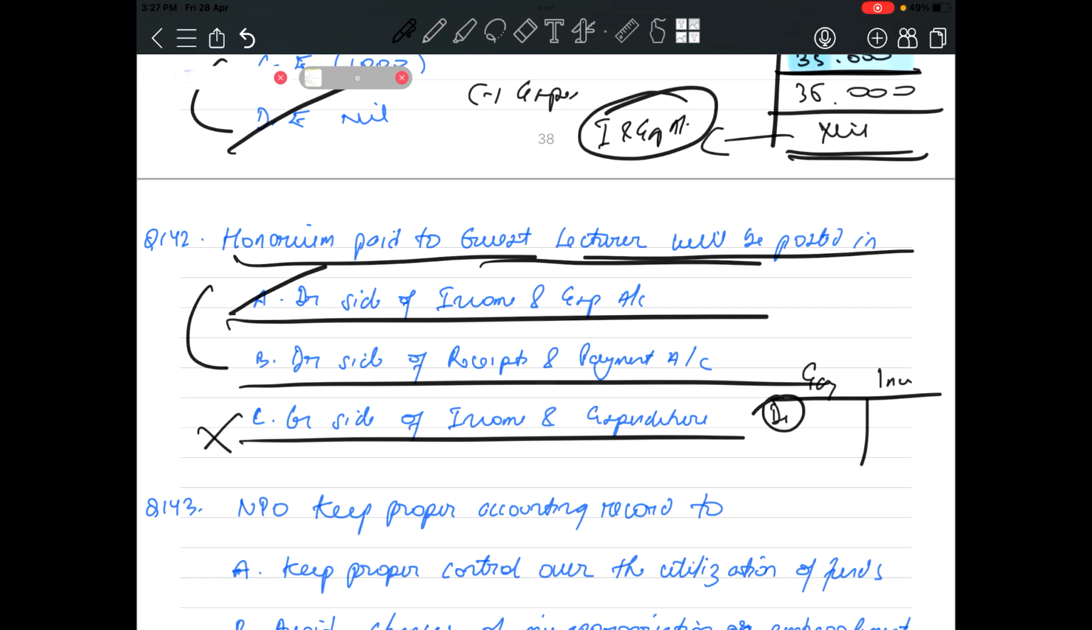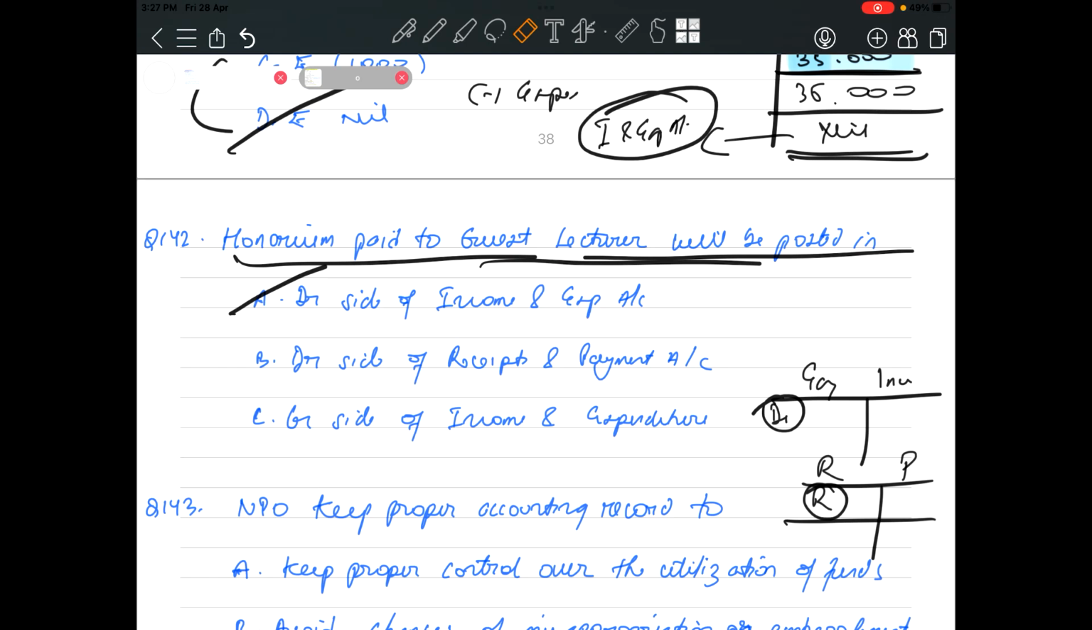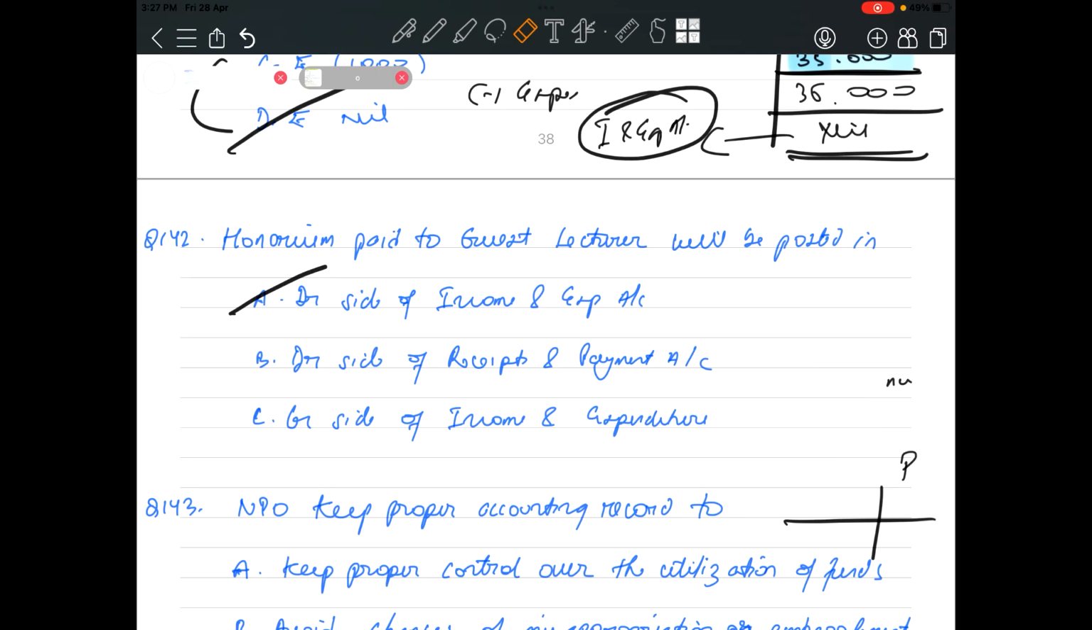B, debit side of receipt and payment account. Now what is the debit side of receipt and payment account? It is for receipts, right? All the receipts will be posted on the debit side, so will this go to the debit side? No. So this option is also not correct, and the right option is A. It will go to the debit side of income and expenditure account. I hope this is clear.